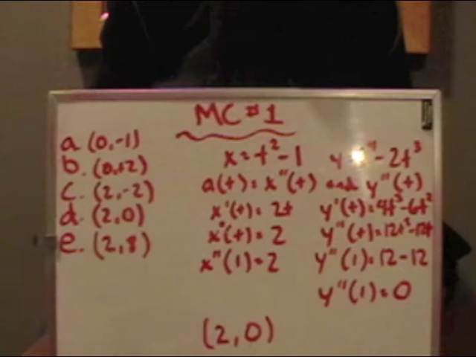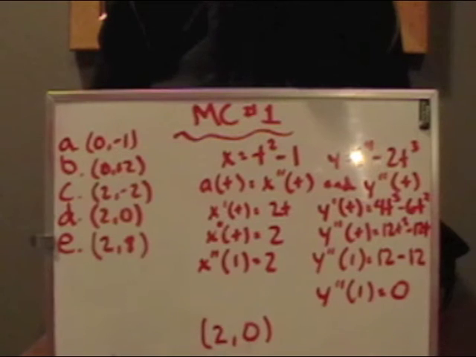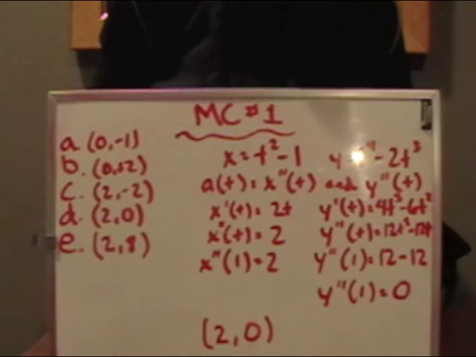And x of t is equal to t squared minus 1. So the first derivative is 2t. And the second derivative of x of t is equal to 2. So then we plug in 1 for x double prime of t. And we find that it's equal to 2.